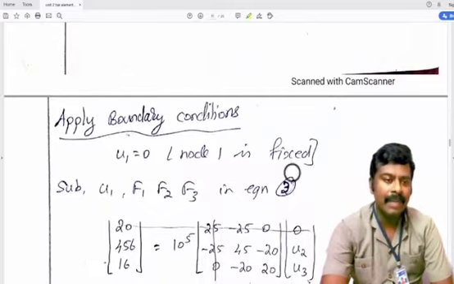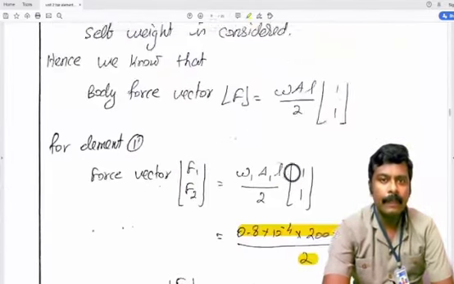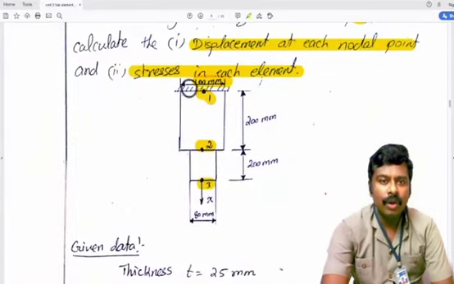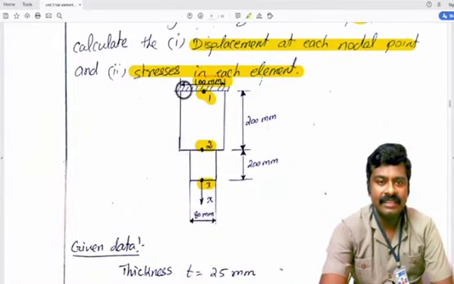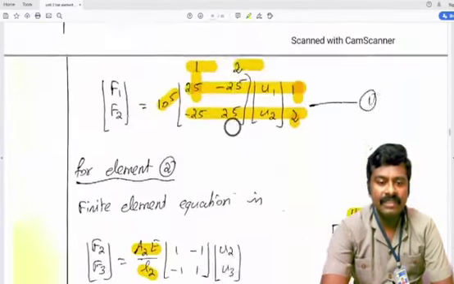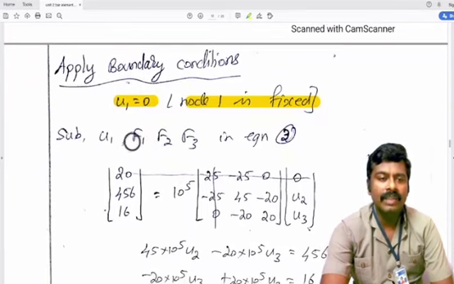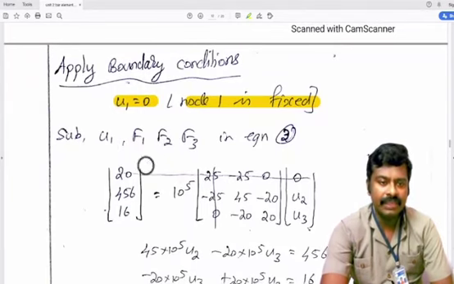Next step, apply boundary conditions. In the given question, node 1 is fixed. This symbol denotes fixed. Therefore, node 1 is fixed, therefore U1 equal to 0. And the load is considered. Therefore, we already found F1, F2, F3. That is 20, 456, 16.